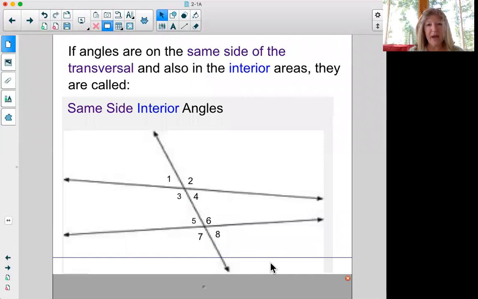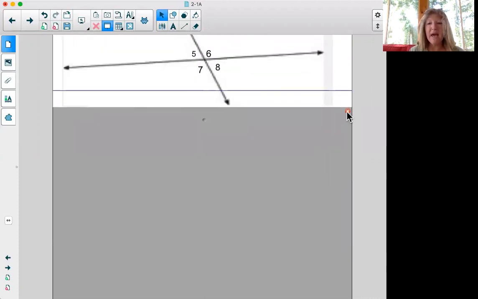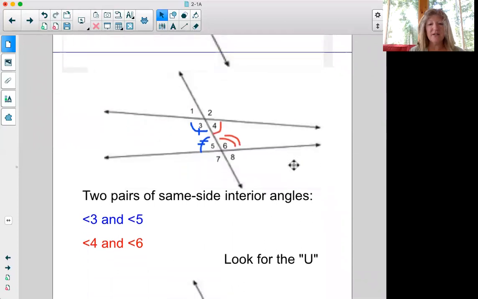The next special pair of angles that are formed by two lines and a transversal are same side interior angles. So interior, in the interior space, but this time same side, meaning on the same side of the transversal. So 4 and 6 are interior and on the same side, or 3 and 5. Those are both pairs of same side interior angles.